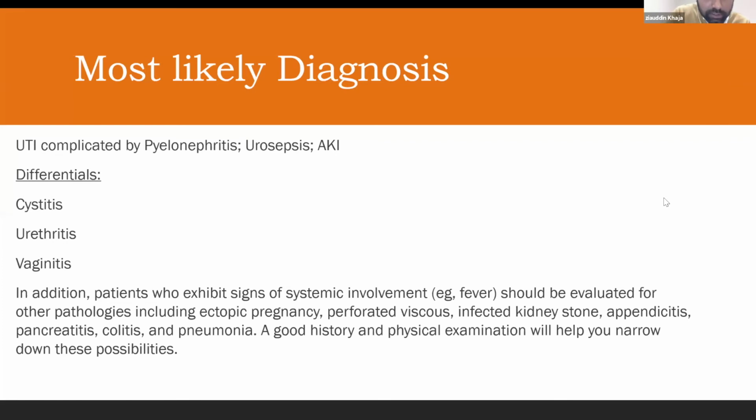Right. So patients who exhibit signs of systemic involvement, especially fever, should be evaluated for other pathologies, including ectopic pregnancy or any perforated bowel or infected kidney stones, appendicitis, pancreatitis, colitis, and pneumonia. A good history and physical examination will help you narrow down these possibilities. So basically, what it's trying to say is if somebody's coming with systemic involvement, then think about other sources of infection as well that might be possible.